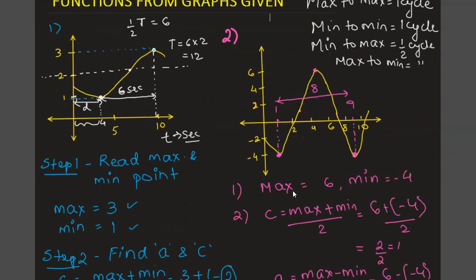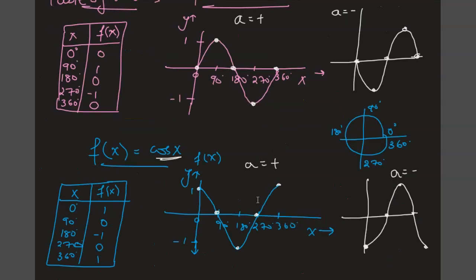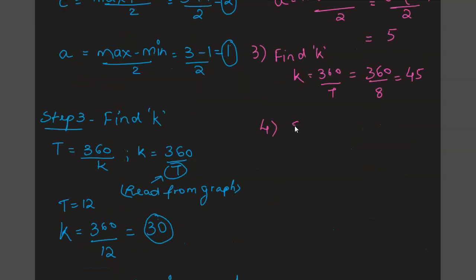Now deciding what function you want to use is completely a personal choice, and the choice depends upon where you want to start your graph from. Let's say I want to start my graph from this highest point. I notice that when the start point is the highest point, the parent function graph is cosine and a is positive.